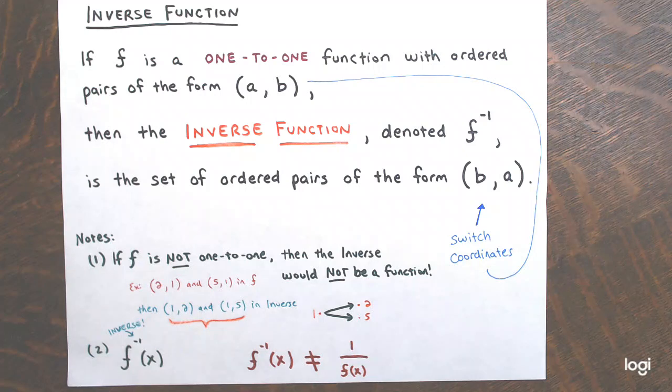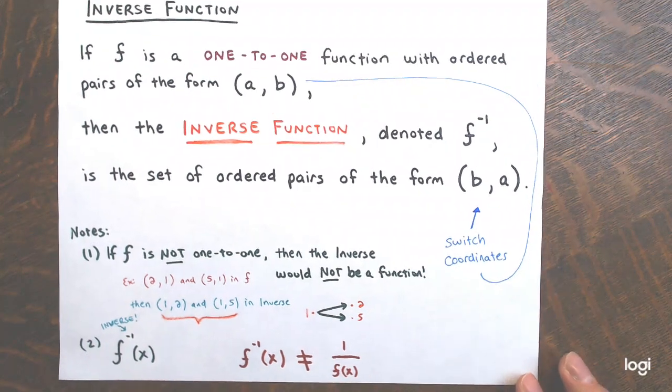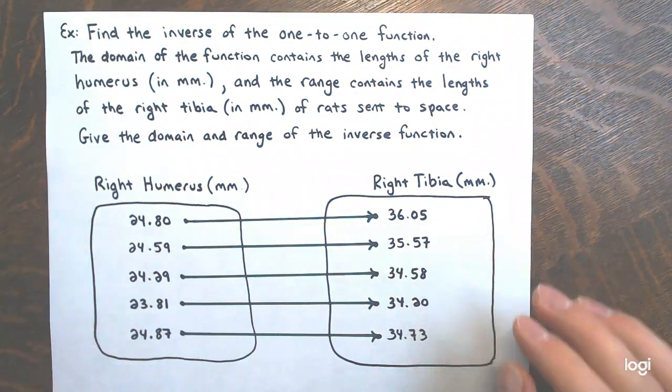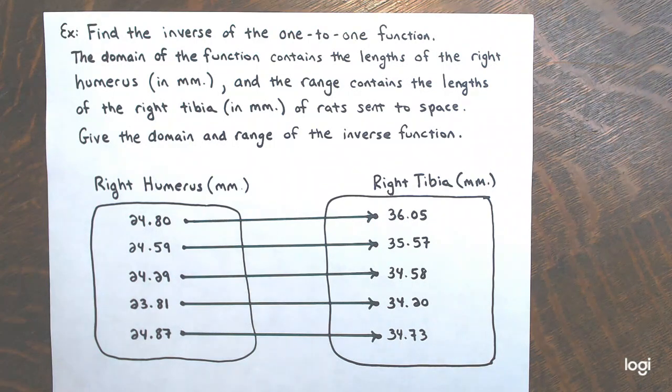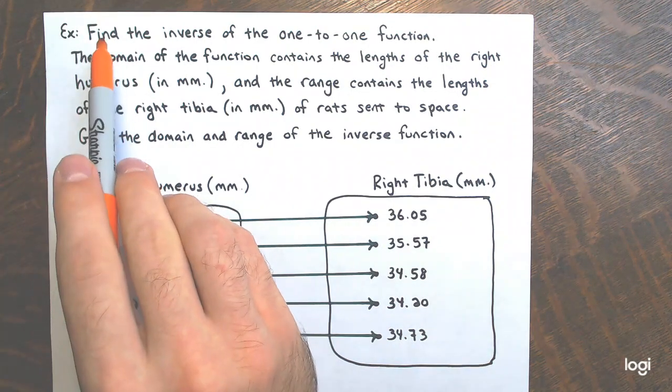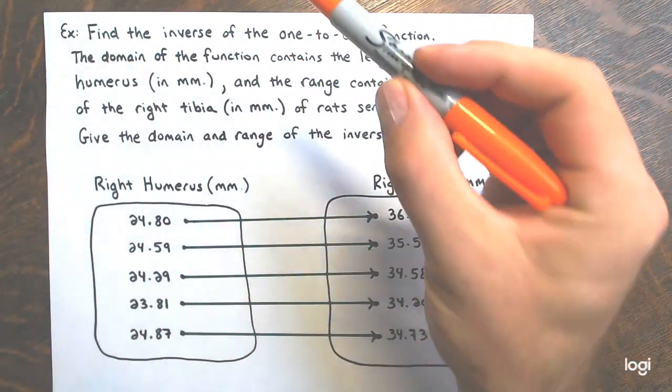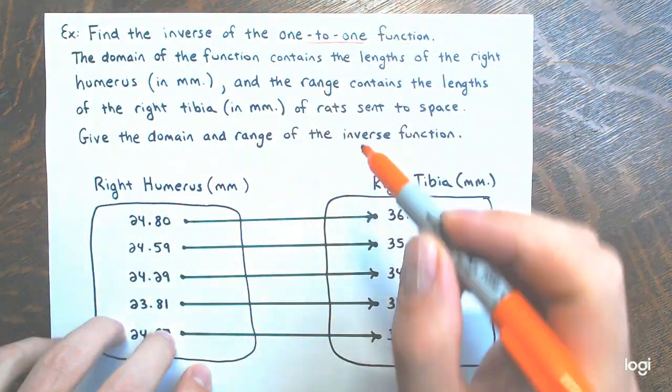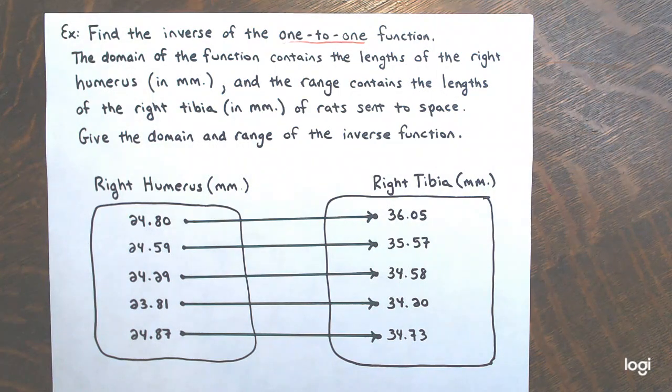All right, so there are a couple of examples. This video is simply on one example where our function is a mapping arrow diagram, and another where our function is represented by a set of ordered pairs. This one I pulled from an intermediate algebra textbook. I'm asked to find the inverse of the 1-to-1 function. It has to be 1-to-1 in order for the inverse to be a function as well.